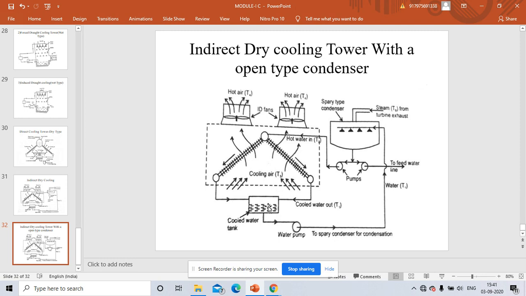It is collected in the cooled water tank, and that same cold water is pumped back to the direct type heat exchanger, where it is sprayed. Again the same thing: some amount of the condensed water goes to the feed water, and the hot water goes to the cooling tower. So this is how it works. That's all, thank you.